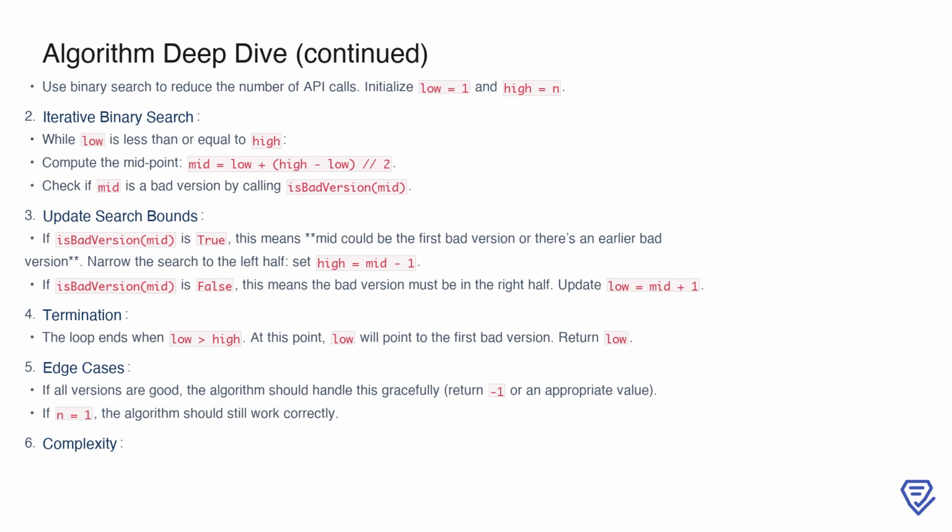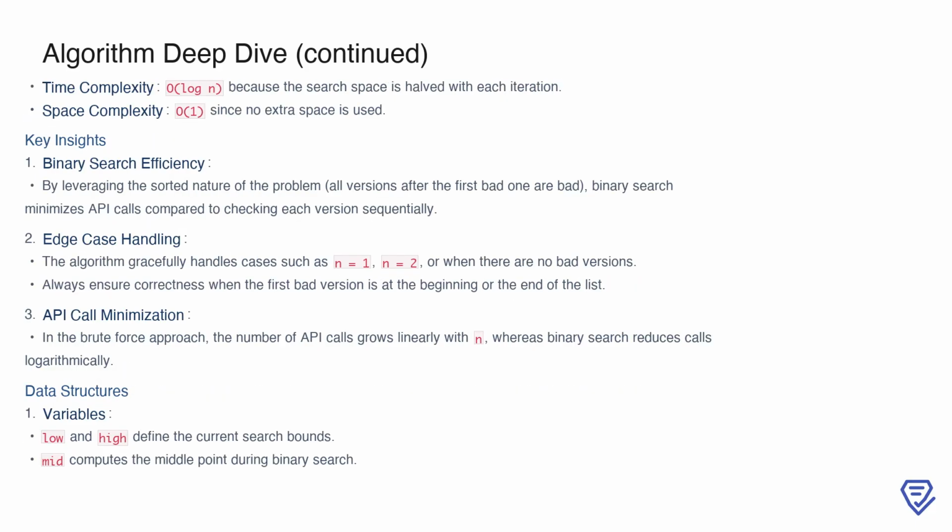If the result is true, this means the first bad version could either be mid itself or lie to its left. So, we narrow our search to the left half by setting high equals mid minus 1. On the other hand, if isBadVersion(mid) returns false, it means the first bad version must be in the right half, so we update low equals mid plus 1. This process continues until the search space is exhausted, at which point low will point to the first bad version, and we return it.